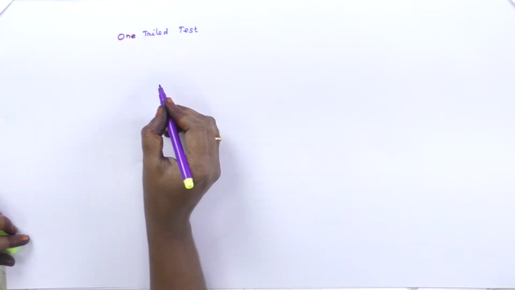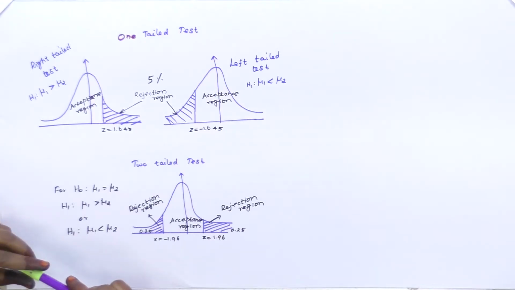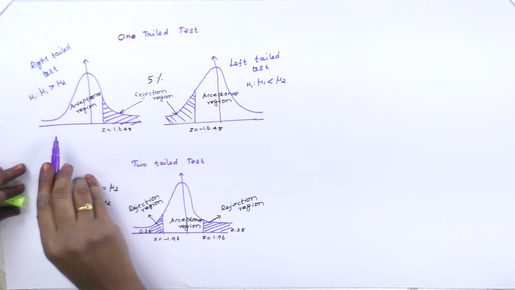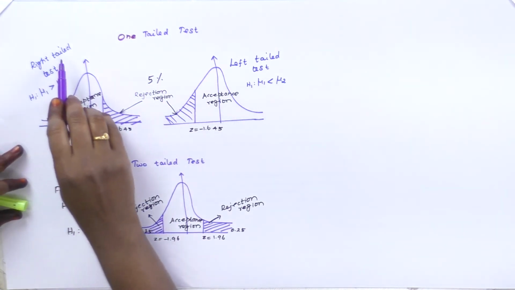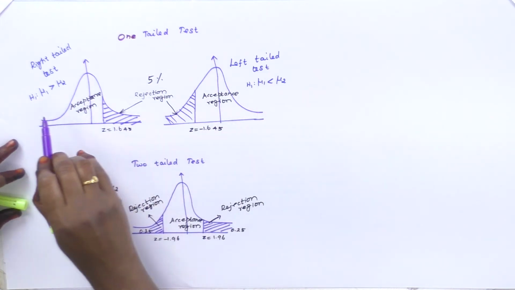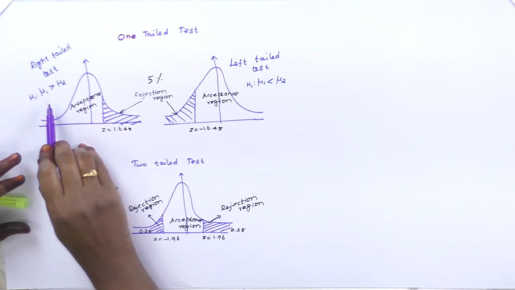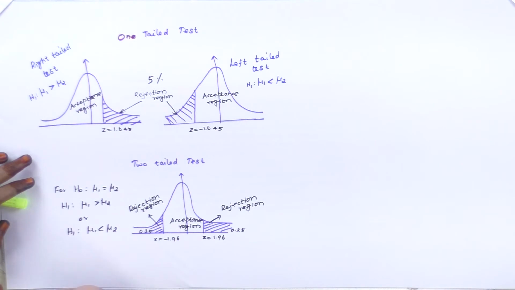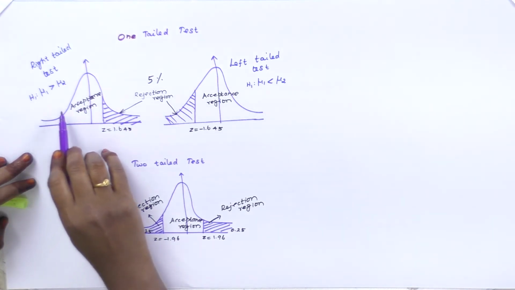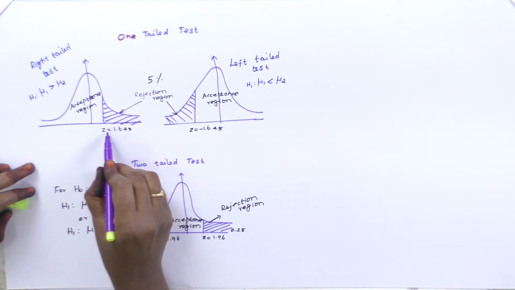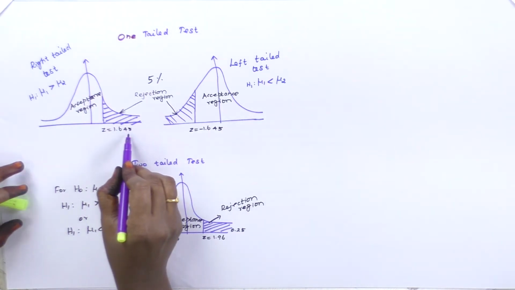Okay, now the normal curve for one-tail test and two-tail test. For one-tail test, we have two cases: right-tail test and left-tail test. If we formulate our alternative hypothesis as H1: mu1 greater than mu2, then in a normal curve we draw the acceptance region and rejection region at the point z equal to 1.645.